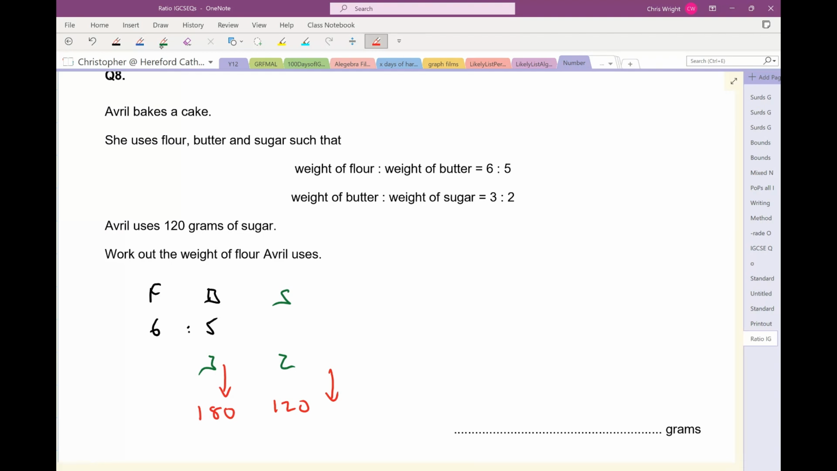So this 5 has been multiplied by what to get 180? Well, 180 divided by 5 is 36. So the amount of flour she uses is 6 times 36. 216.